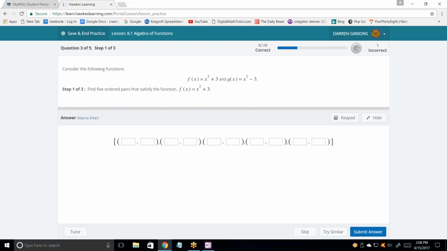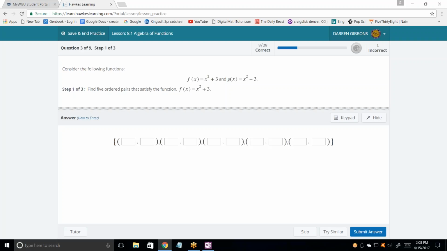So can we use any number for x then? You can pick any number you want. You could have picked square root of 2 because it squares to 2. So that would have given you 5 as a y. That's kind of the whole thing about functions.